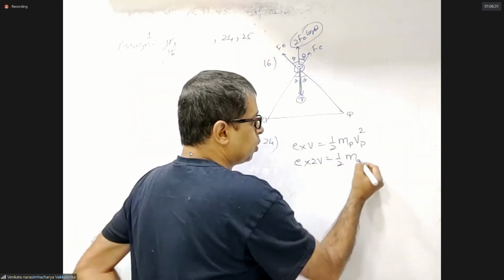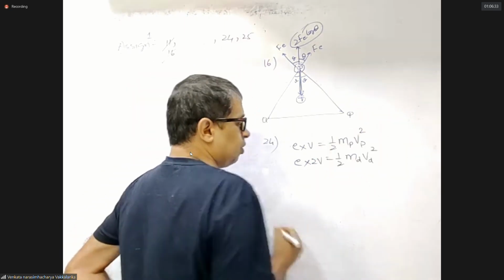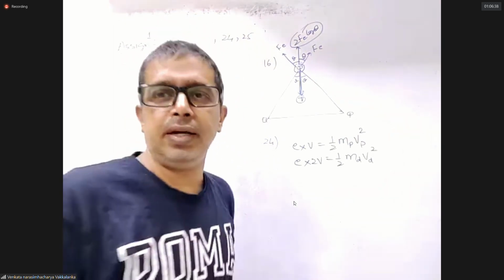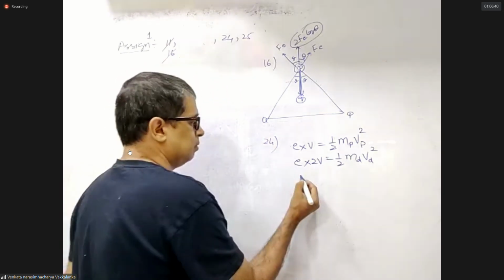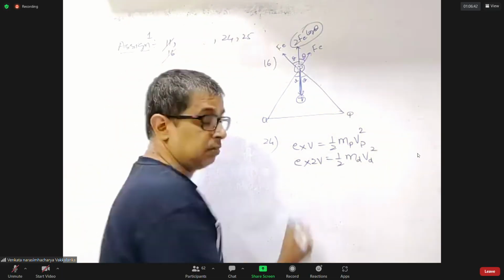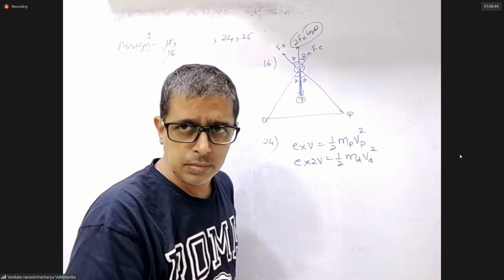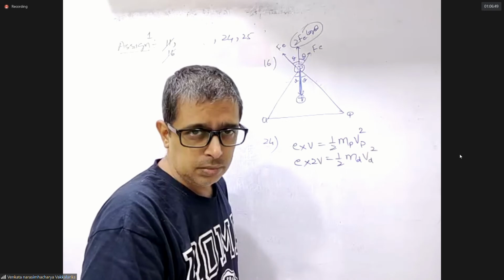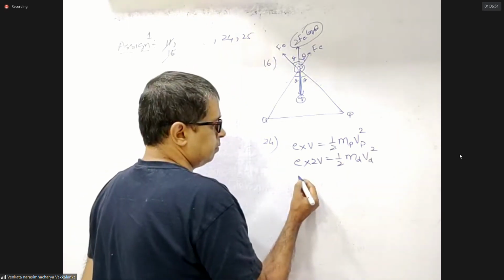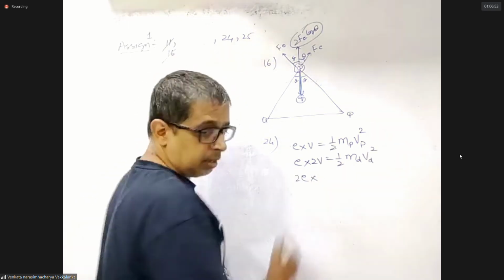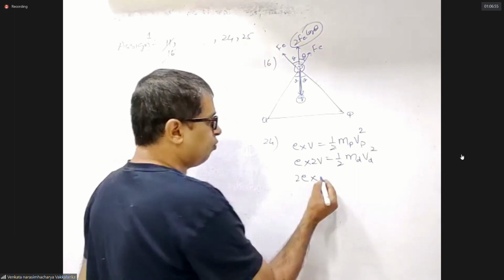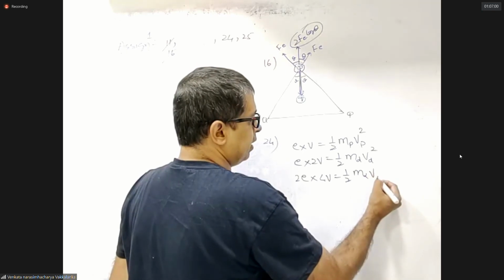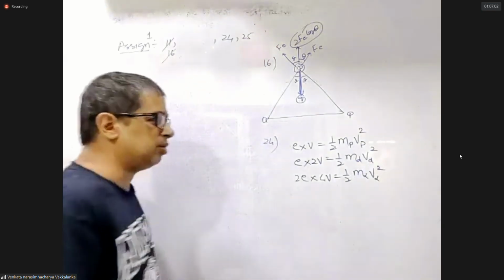Mass of a deuteron into velocity of the deuteron whole square. What is the charge of an alpha particle? 2e. So plus 2e, into V. Half mass of an alpha particle into velocity of the alpha particle whole square.